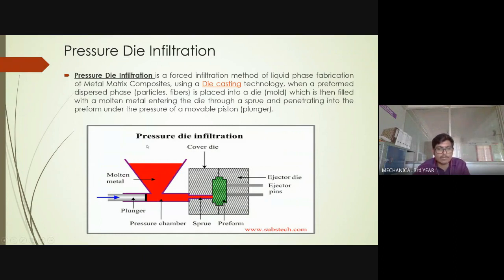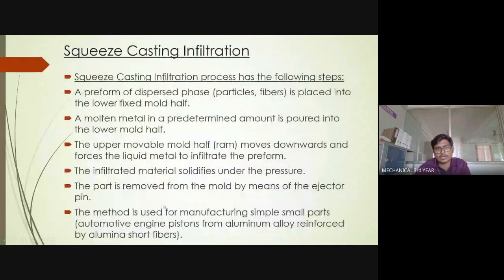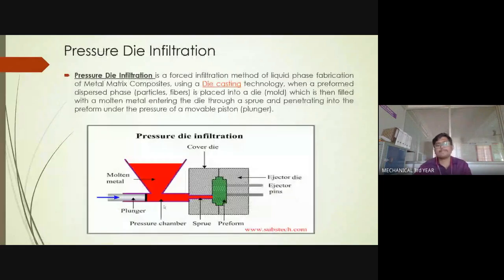So you have molten metal over here, and we have a plunger or a piston. So it can also be called a piston. What happens is, when the piston moves towards the right side, this molten metal will get infiltrated into this particular area. The same thing in squeeze casting, we apply the force from the top, but here we apply it in a horizontal direction. There it is applied in a vertical direction. Here it is applied in a horizontal direction. And since we are using a die over here, that becomes the pressure die infiltration method.